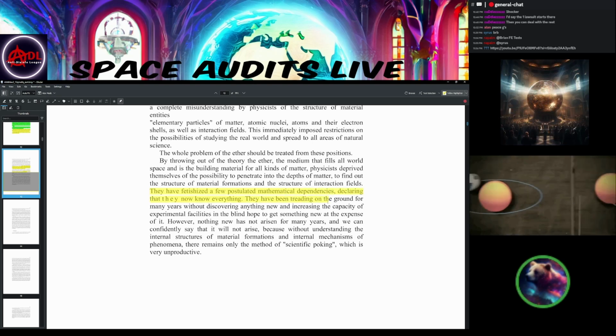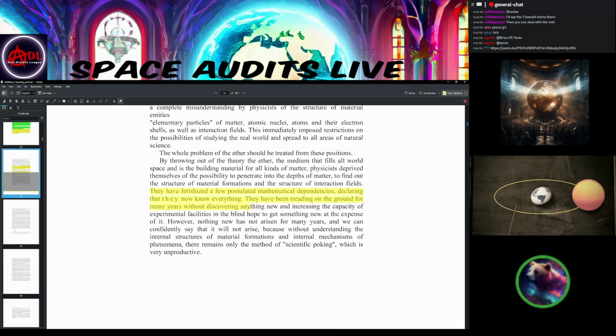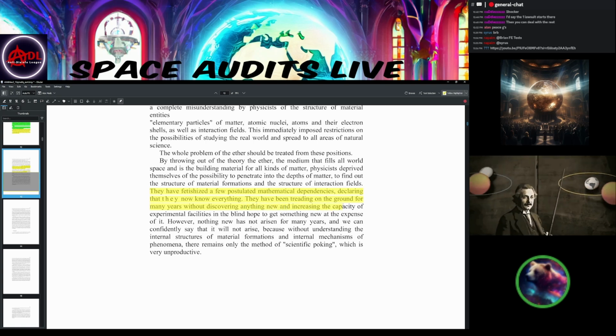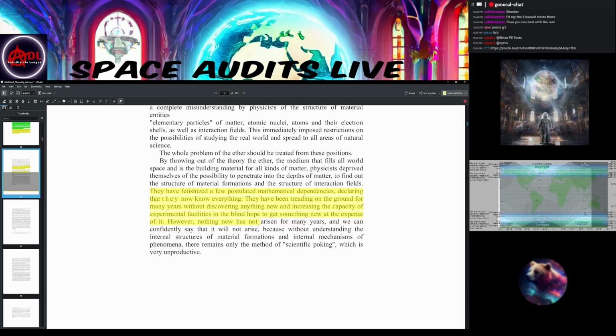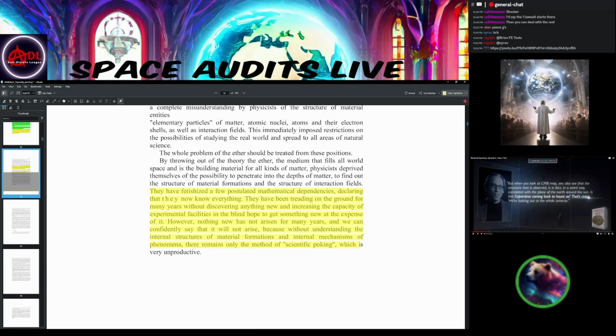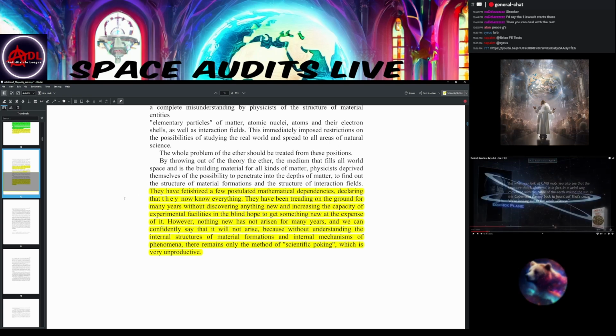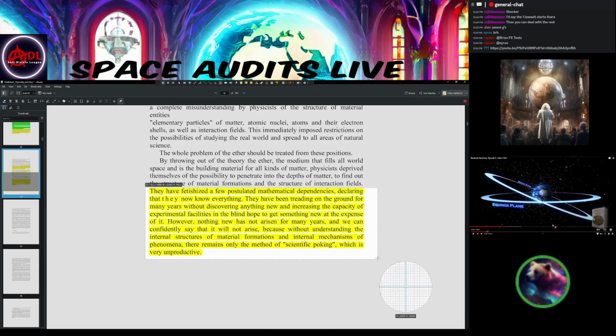They have been treading on the ground for many years without discovering anything new and increasing the capacity of experimental facilities in the blind hope to get something new at the expense of it. However, nothing new has arisen in years and it can be confidently said that it will not arise, because without understanding the internal structures of the material formation and the internal mechanisms of the phenomenon, there will remain only the method of scientific poking, which is very unproductive. It's an awesome quote.